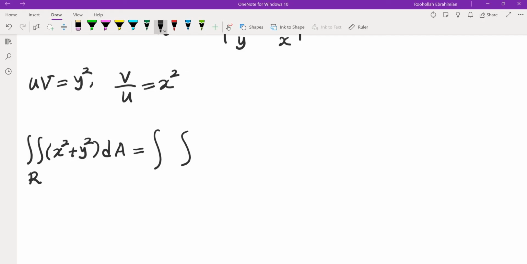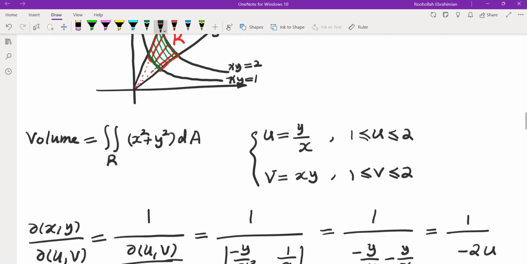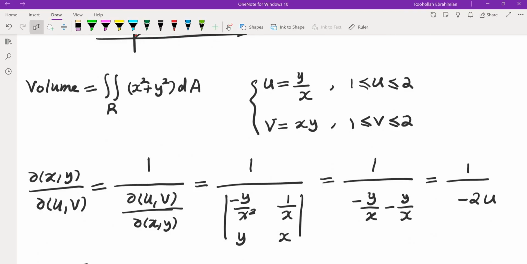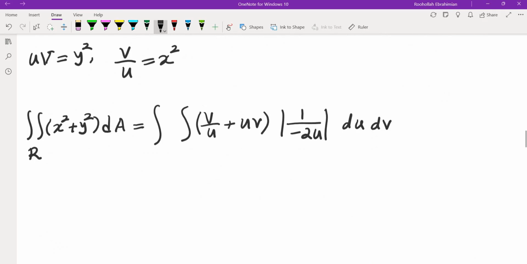So x squared is v over u, y squared is uv. Then we'll have to multiply by the Jacobian, so the absolute value of 1 over negative 2u. And then we know that the region is vertically simple and horizontally simple. So we could do du dv or dv du. This region is in fact just a square in the uv plane from 1 to 2. So this is our new region, and the limits of integration are 1 to 2. So this is our integral.